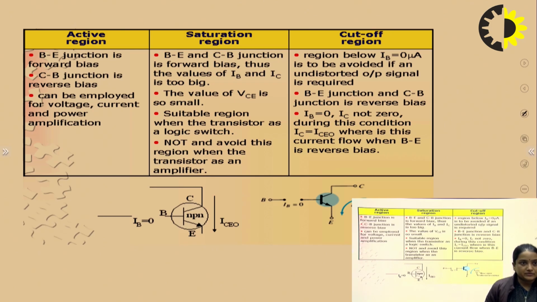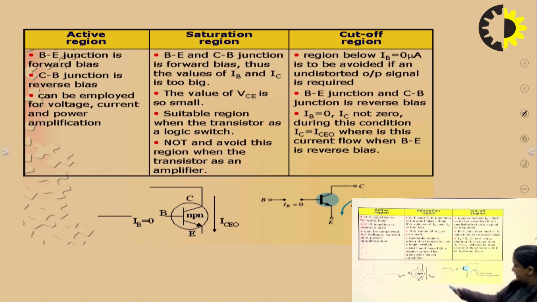So what we observe in active region, as I depicted earlier also, the base emitter junction is forward bias and the collector base junction is reverse bias. So it is mainly used for amplification purpose. In saturation region, the base emitter and the collector base junction both are in forward bias condition, and in this your BJT is particularly working as a switch. In cutoff region, both the junctions are in reverse bias condition. So in this, it is not working at all and it is not contributing in any of the applications.